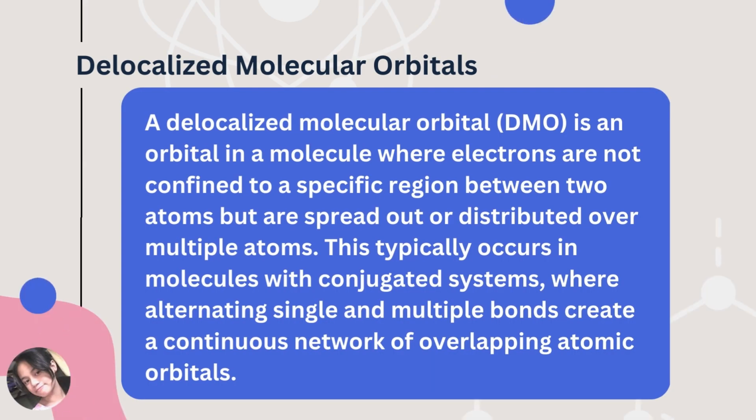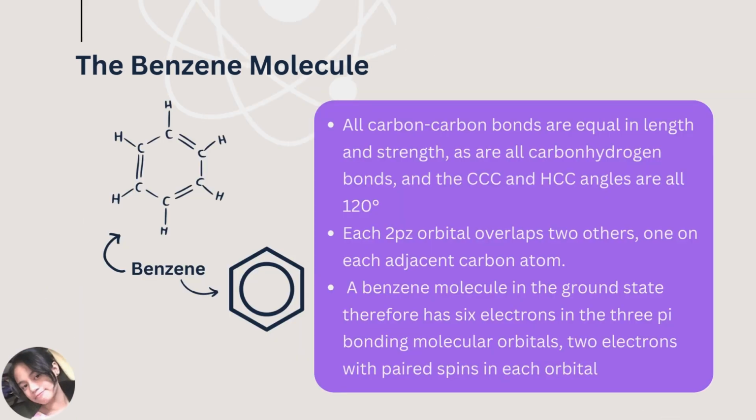So now for the delocalized molecular orbital, it is also called DMO, is an orbital in a molecule where electrons are not confined in a specific region between two atoms, but are spread out or distributed over multiple atoms. This typically occurs in molecules with a conjugated system, where the alternating single and multiple bonds create a continuous network of overlapping atomic orbitals. So now we will use benzene as an example.